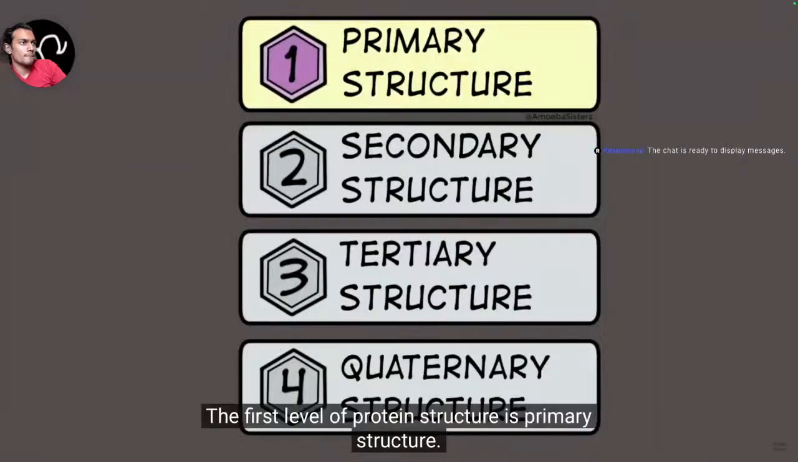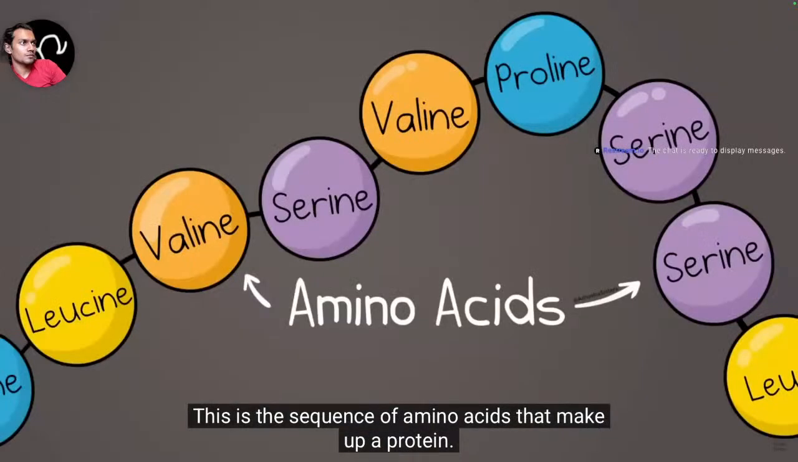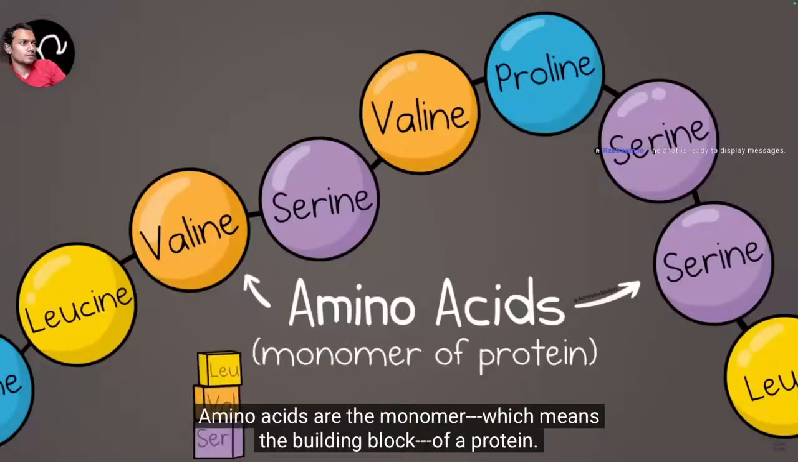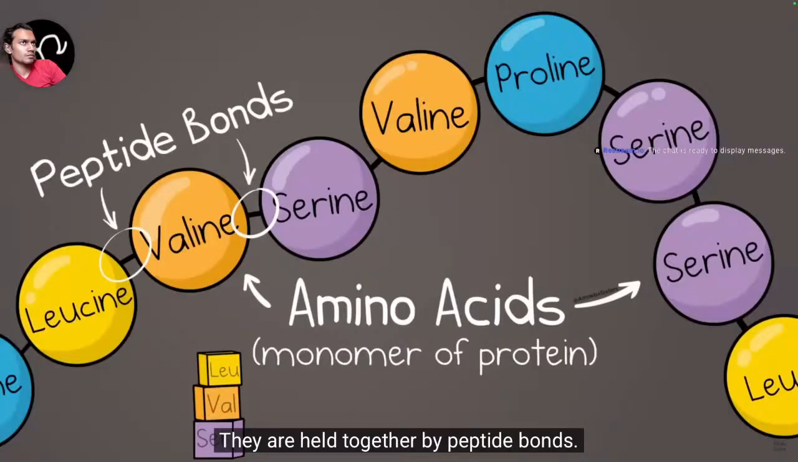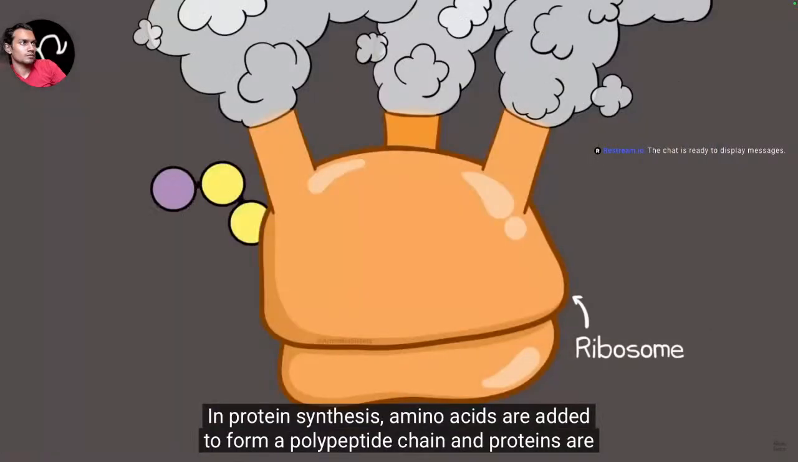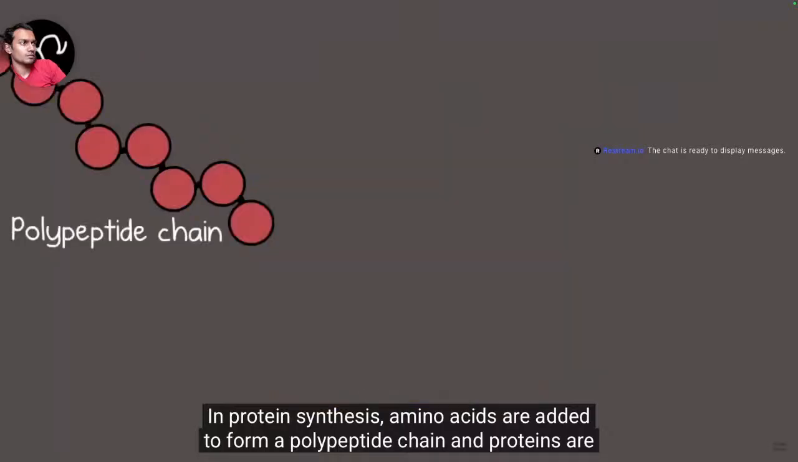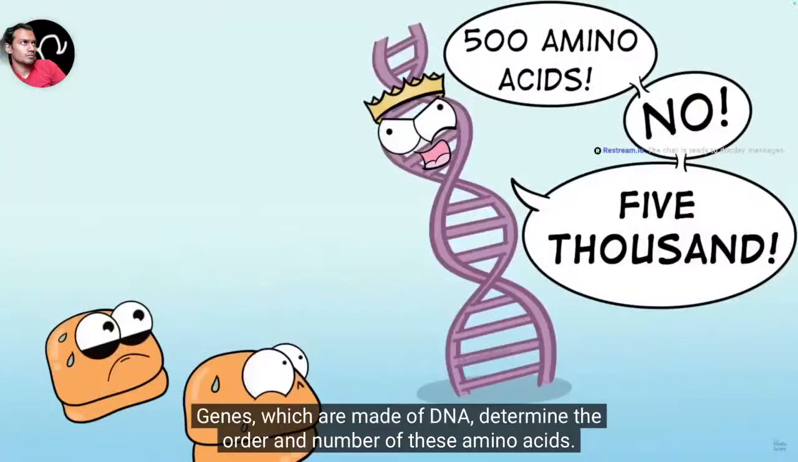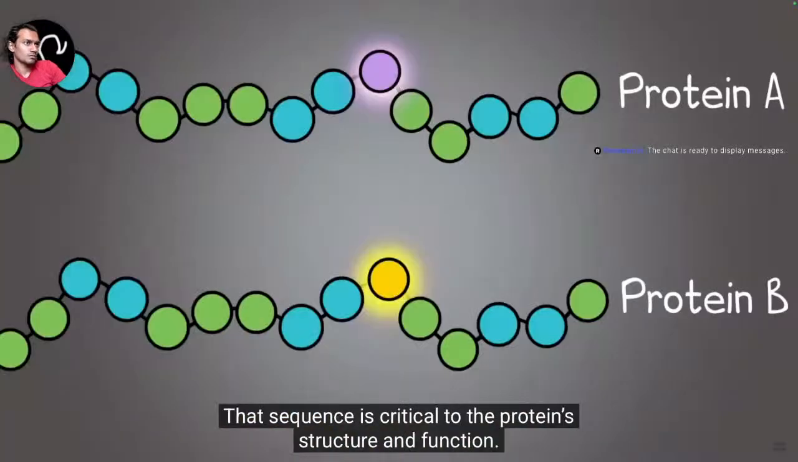The first level of protein structure is primary structure. This is the sequence of amino acids that make up a protein. Amino acids are the monomer, which means the building block, of a protein. They are held together by peptide bonds. In protein synthesis, amino acids are added to form a polypeptide chain, and proteins are made of one or more of these polypeptide chains. Genes, which are made of DNA, determine the order and number of these amino acids. That sequence is critical.